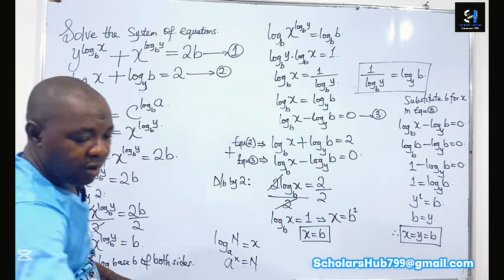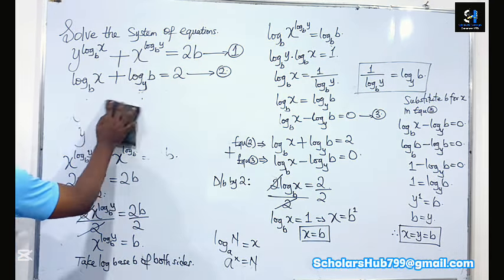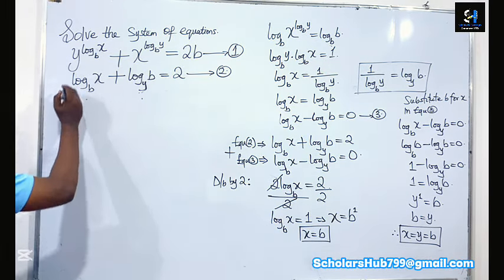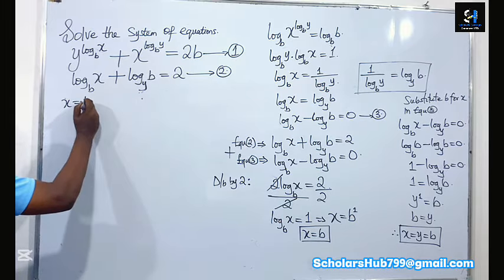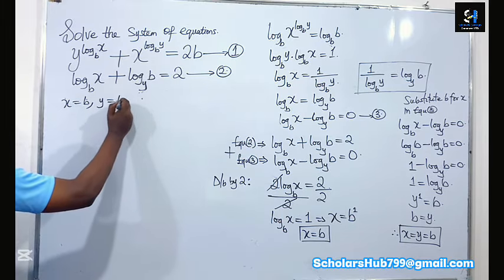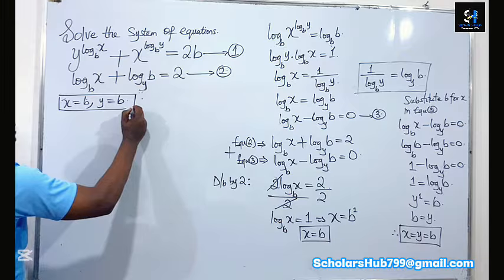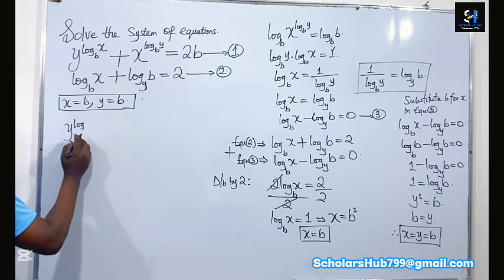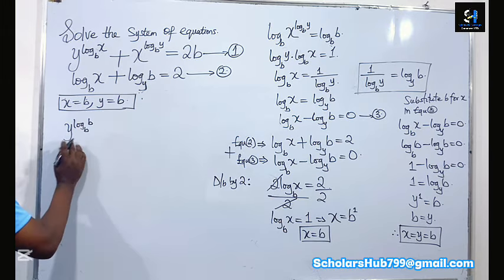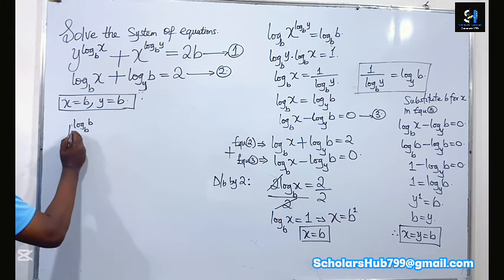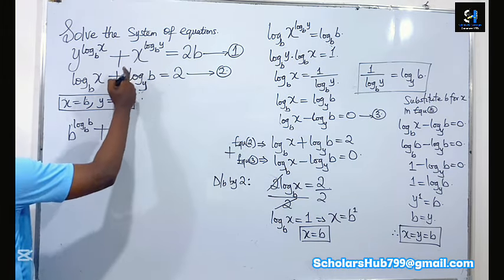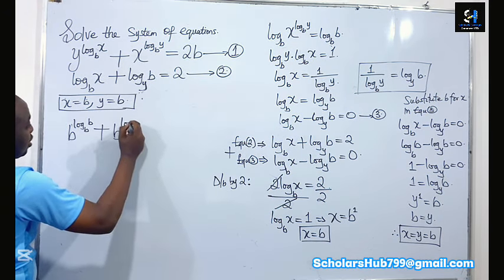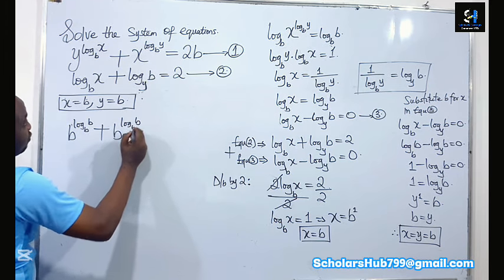We can verify our answers. Now let's verify. For the first one, we have that x equals b, and also y equals b. So we have y raised to the power of log base b of b, which is also b, plus x raised to the power of log base b of y. So that would be b raised to the power of log base b of b.